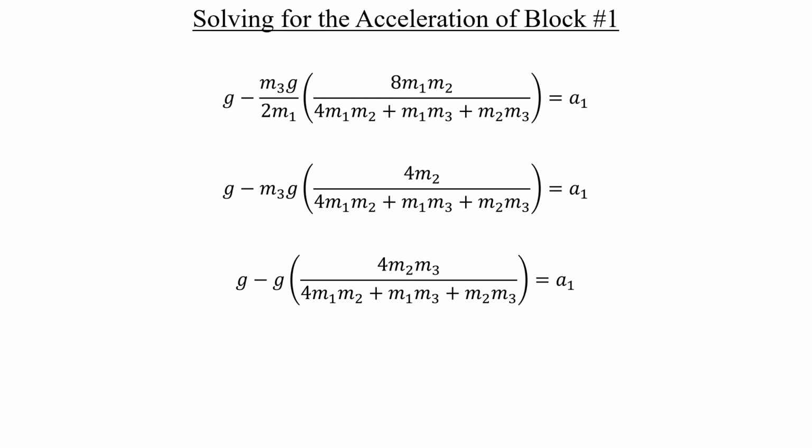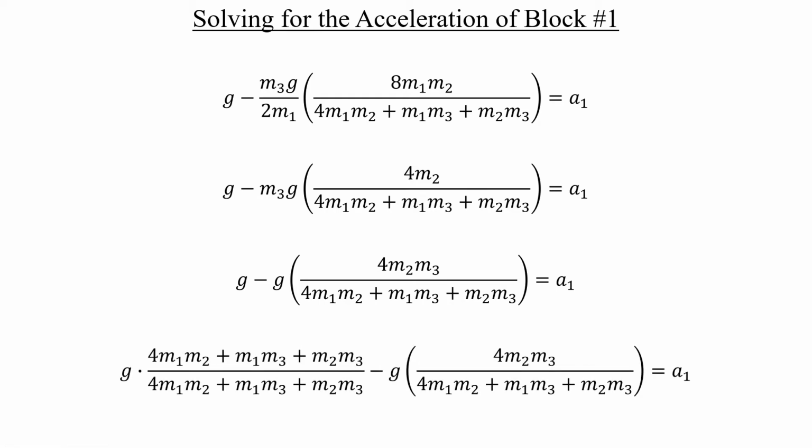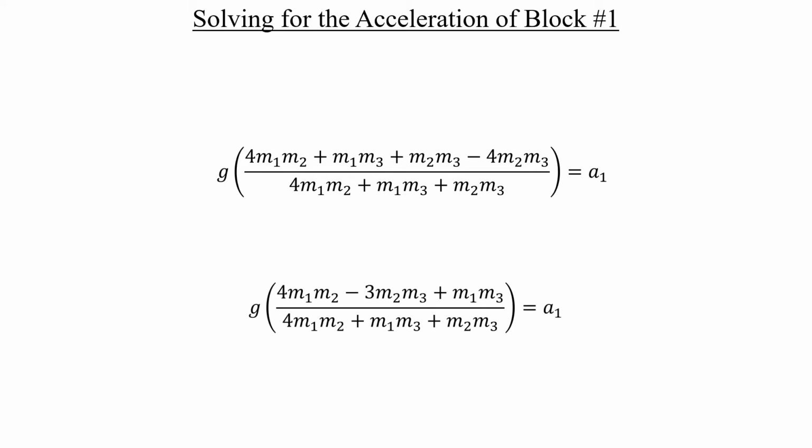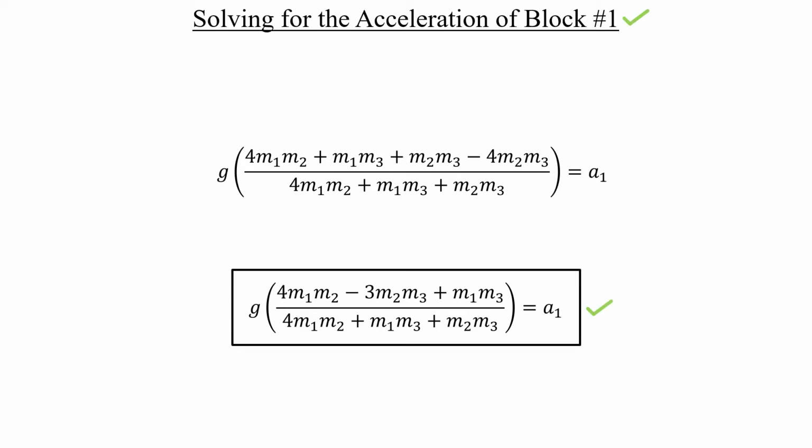Again, we need a common denominator to sum both of these things together. So let's go ahead and multiply that first g term by a special form of 1 to make that work out. There's a g in both terms here that can be factored, and since we have common denominators now, we can write everything as a single ratio. If we collect like terms, we'll end up with the following result for the acceleration of block 1. And part C is now complete.